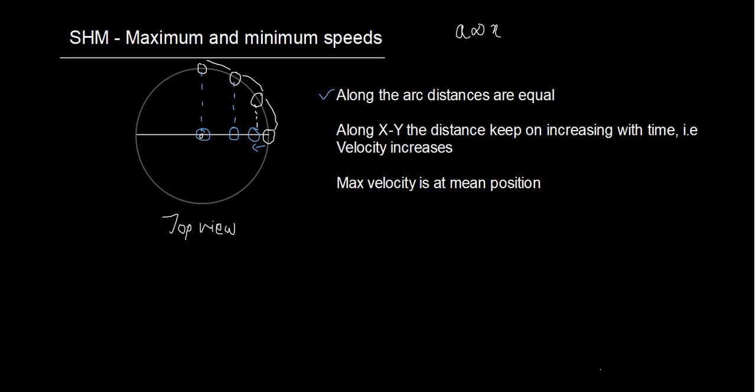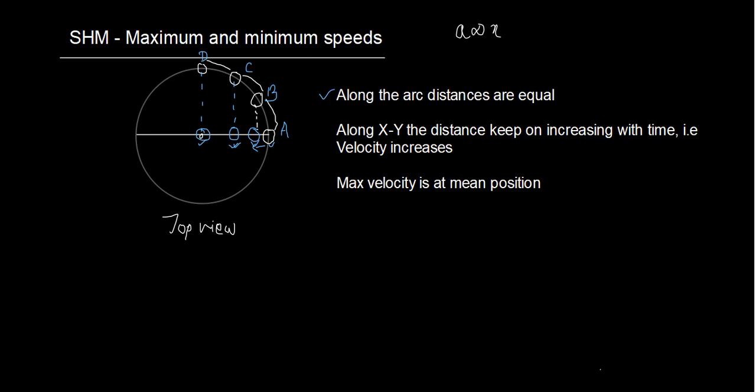Now, you see, the time that it takes traveling from, let's say, point A to point B to point C, and point C to point D, is the same. So the time that it takes traveling from this point to this point, or this point to this point, remains the same. But still, the distance changes. So the only factor that can bring about this change is nothing but the velocity. That means that as this ball keeps going towards the mean position, the velocity will keep on increasing.